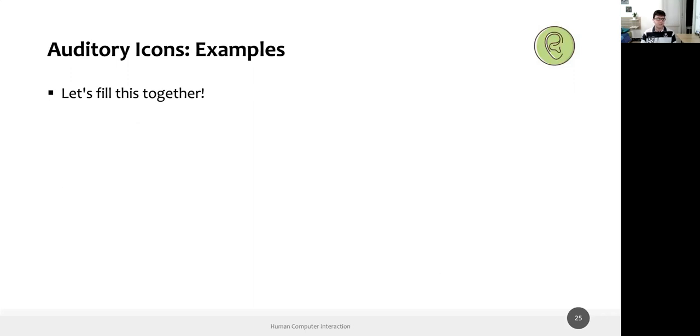Let's provide two examples of auditory icons that come to your mind. The trash. Yeah, the trash is an example of an auditory icon. When you empty the trash, the sound of paper or glass or whatever it is, it's a sound that came from the natural world, and so it's an auditory icon to represent the success of this operation.